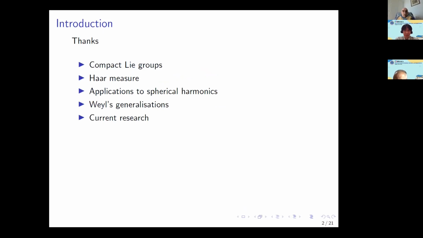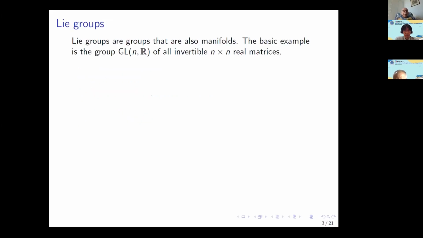So I want to talk about compact Lie groups, Haar measure, to give some applications to spherical harmonics, and then I will very, very briefly touch on some generalizations of what I talked about earlier by Hermann Weyl, and a little bit about some current research. And this is a little bit of preparation for tomorrow.